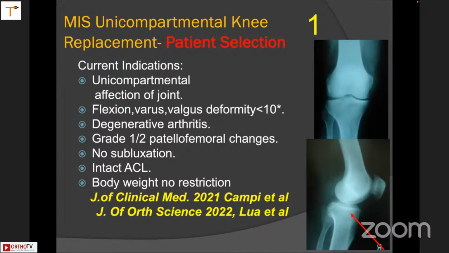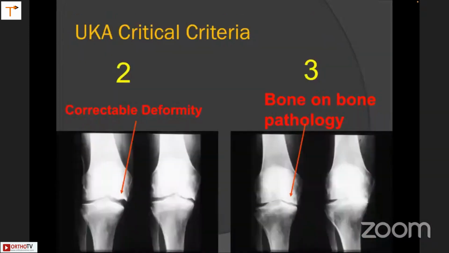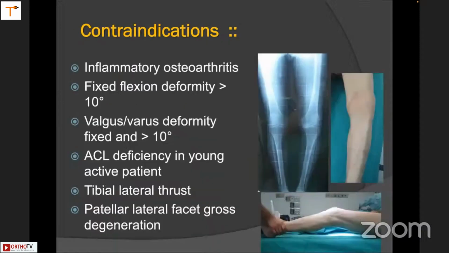You need to have minimal deformities. It must be degenerative in its etiology. There should be no subluxation. Body weight is no restriction, and more recent articles have actually alluded to the fact that even patients with BMI of 40 are indicative of successful uni. Again, the deformity needs to be correctable, and you need to have bone-on-bone pathology with intact cartilage on the lateral side. So these are the second and the third.